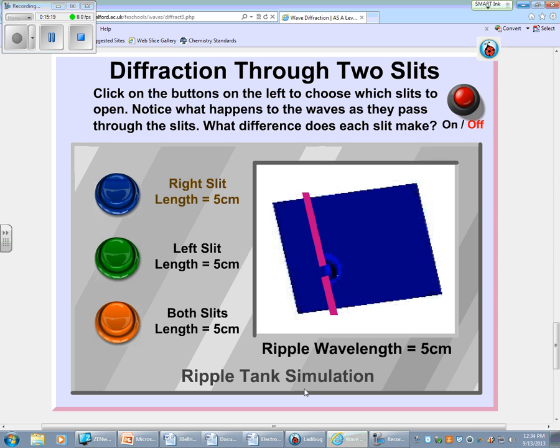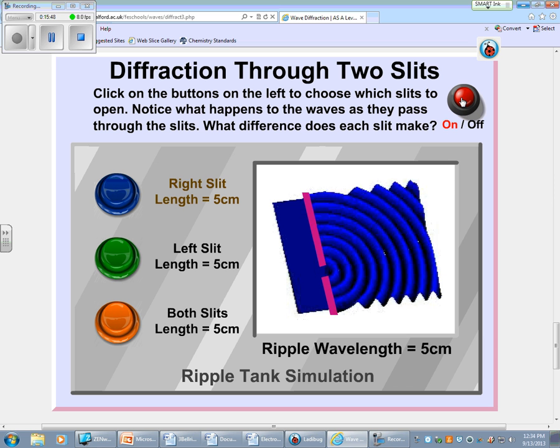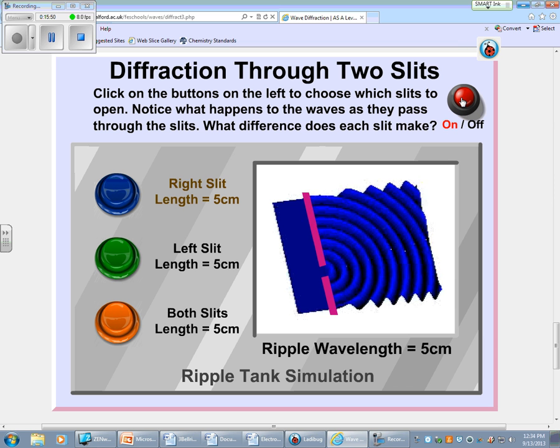Okay, so we can think of this little animation as water. All right, we've got water on this side, and a wave is going to hit this wall, which is in pink. And there's a hole in the wall. And we're going to see what happens to that wave when it hits this slit in the wall. Just like dropping a pebble in water, you create all of these other waves, and it radiates out from that one place.